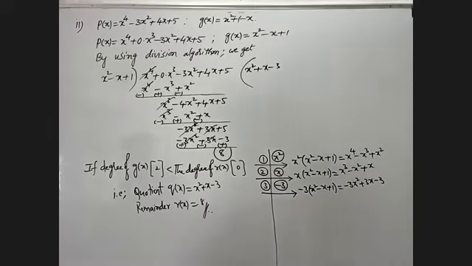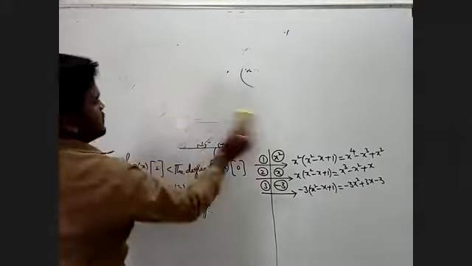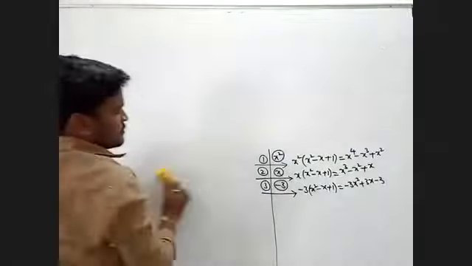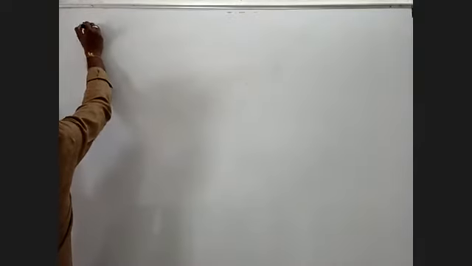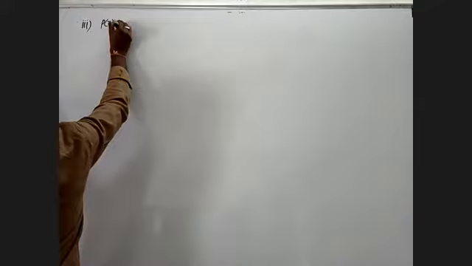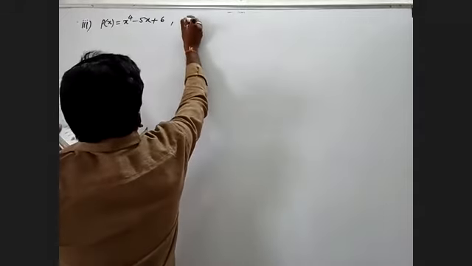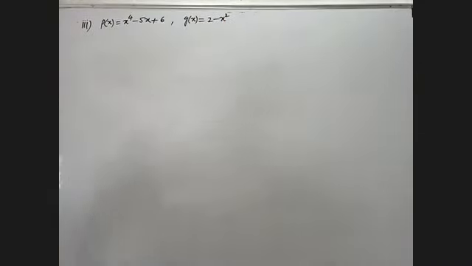Later, now I am going to the third one, that is P of x is equal to x power 4 minus 5 x plus 6 and g of x is 2 minus x square.